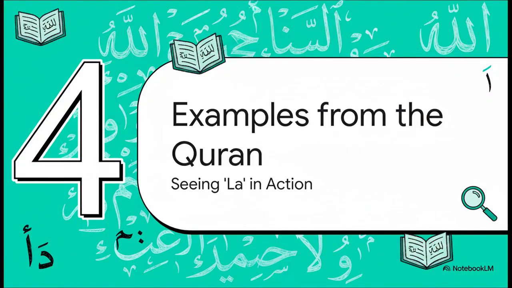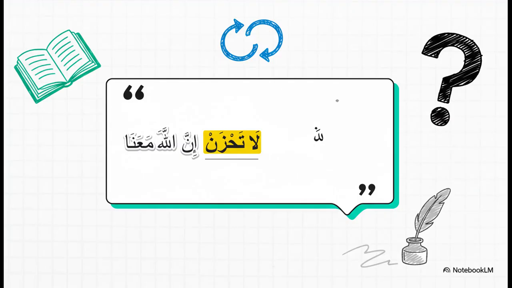You know, theory is great, but let's see how this actually plays out in the real world. We're going to look at some famous verses from the Quran, where this one distinction carries immense weight. So here's our first one. This is such a powerful and comforting line, spoken by the Prophet Muhammad to his companion in a moment of real distress. The key word we're zooming in on is the verb right after la, Tahzan.